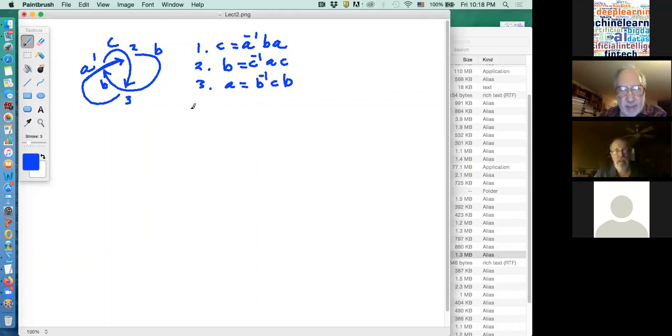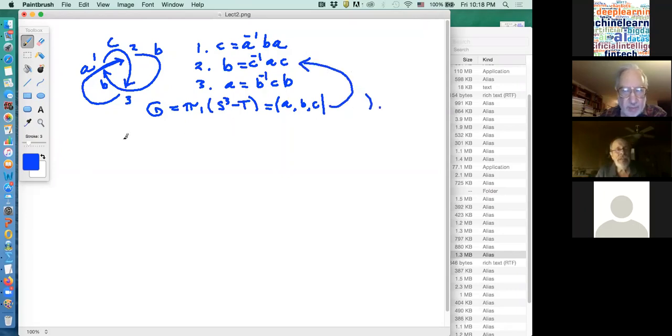And that means that we can say that if G is equal to the fundamental group of S3 minus the trefoil knot, I won't bother to write the base point, then it is given by generators and relations, A, B, and C, such that the above relations hold. And then we can simplify this.